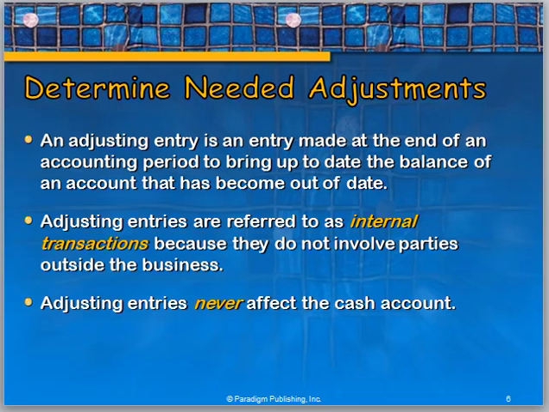So, adjusting entries are updates to the balances of existing accounts and don't involve exchange with outside parties. Nothing new is acquired, nothing sold, and no revenues are earned. So, adjusting entries are referred to as internal transactions. And take note, adjusting entries never affect the cash account. Now that's a strong word, but never affect the cash account. So if you're journalizing an adjusting entry and you're thinking of journalizing cash, don't.